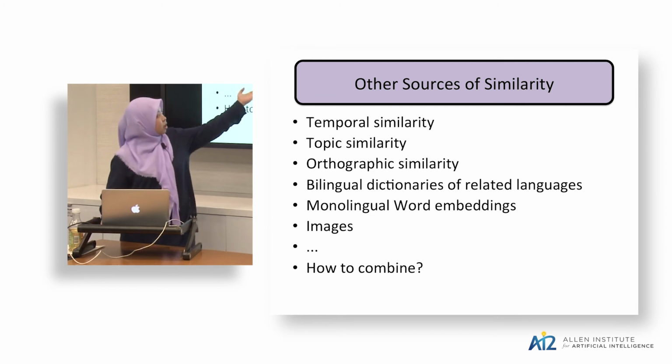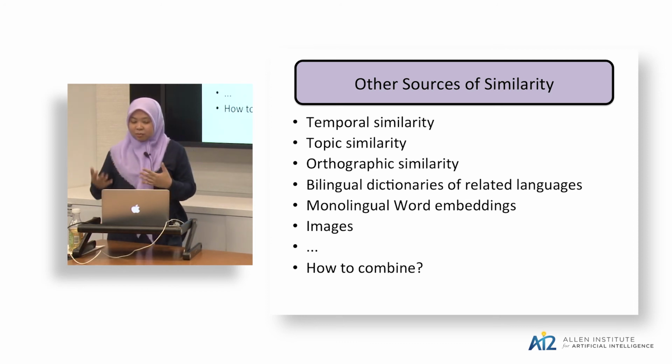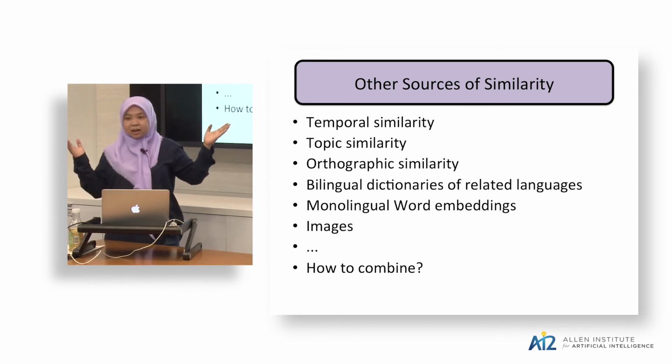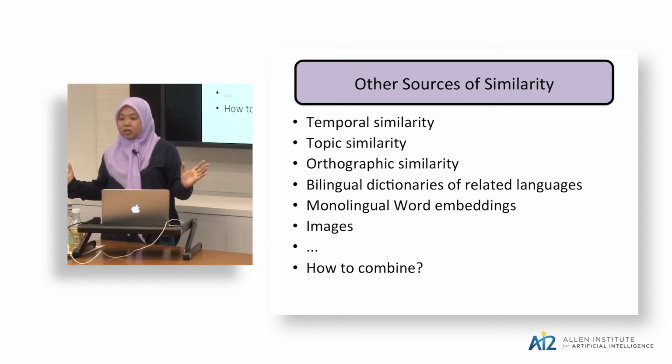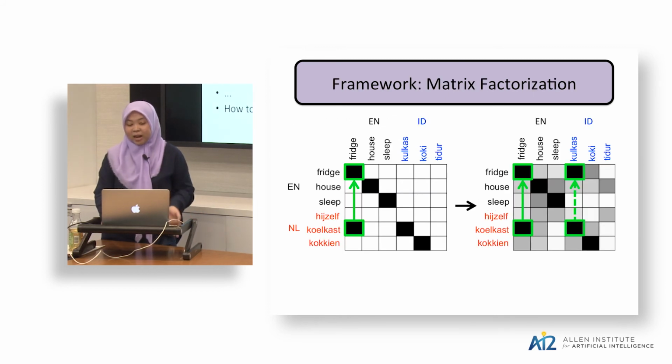And then we also have a lot of monolingual word embeddings that we can train. And then we have images: different words in different languages can share similar images. Such signals can be used to measure translation equivalence. And so how do we combine all of them? Previous work has used supervised methods to combine them.